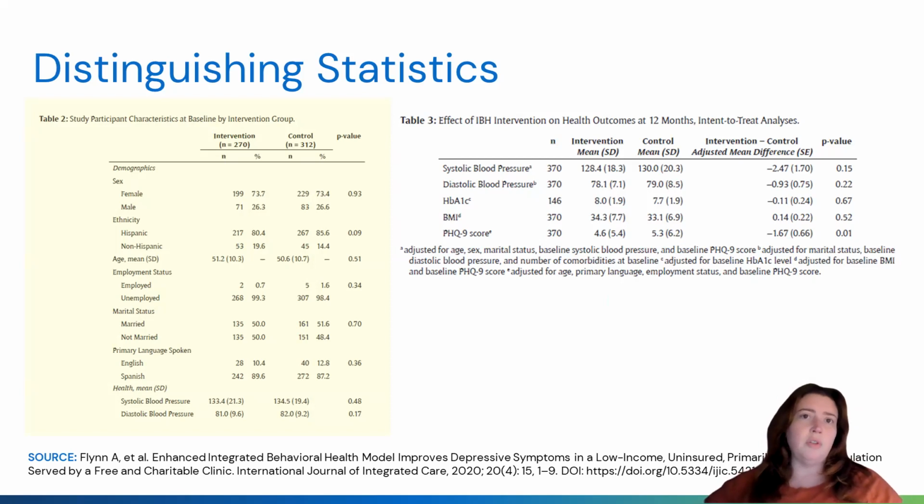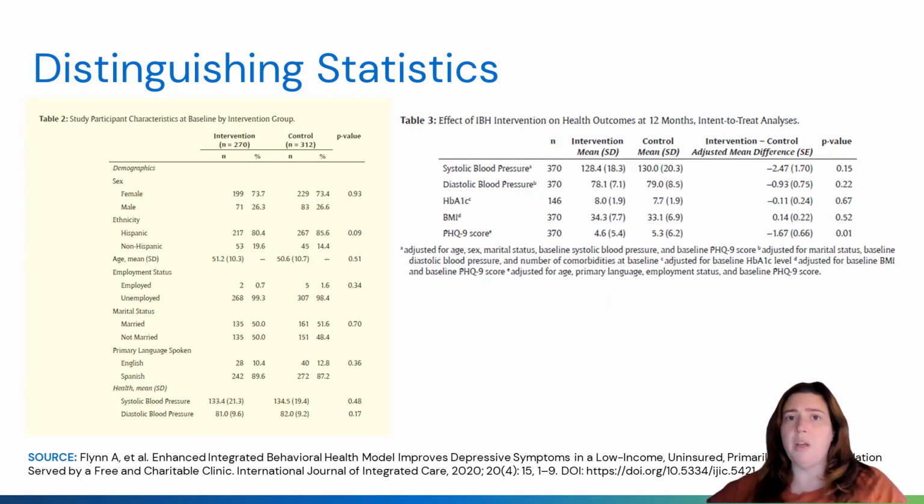Most often, you'll see the first couple of tables, usually the first, sometimes the second table, have a lot of descriptive stats in them. So if you look at this paper, which shows here in Table 2, the study participant characteristics at the baseline for a group in a randomized control trial, it shows the demographic variables like sex, ethnicity, age, and so on, presented for each of the two groups under study, the intervention and control group.